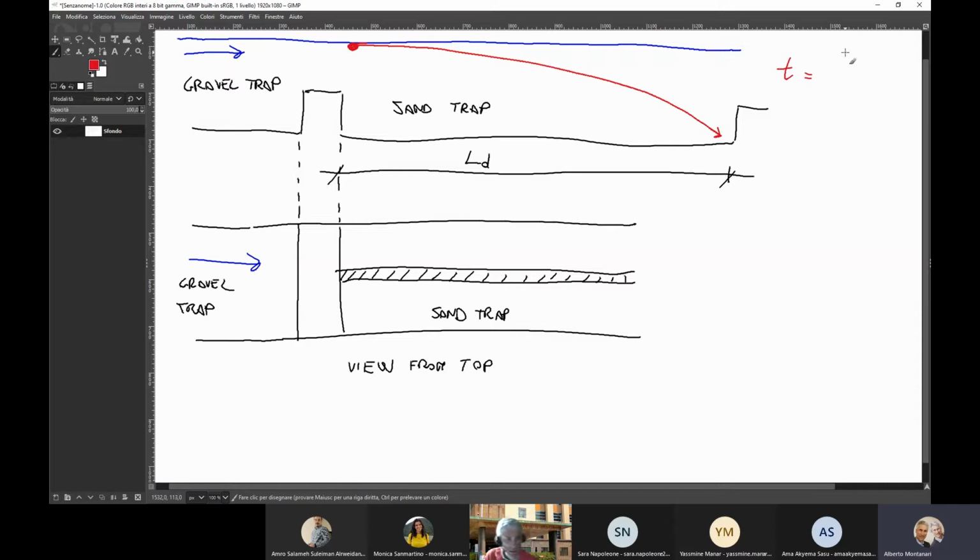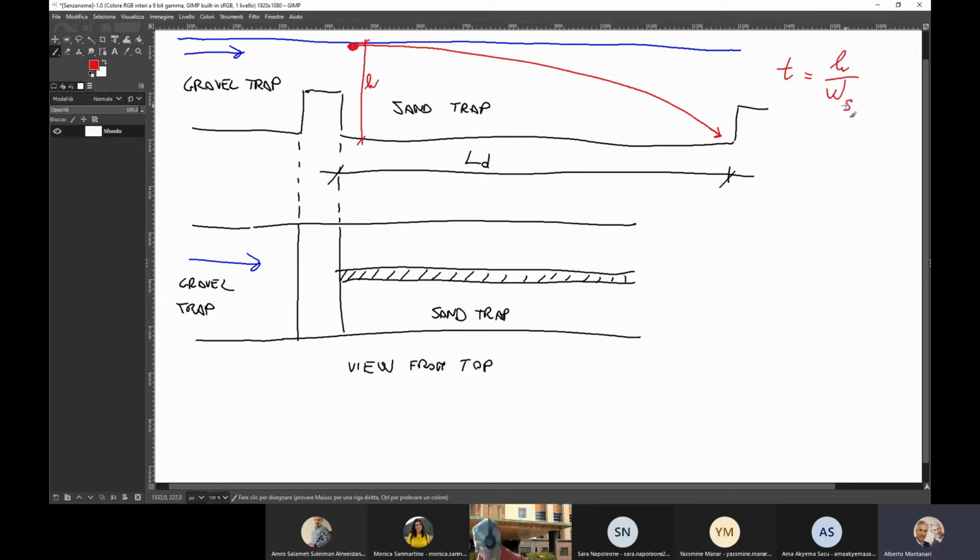The time is given simply by the depth. Let me check which symbol I indicated on the web pages. Yes, H. So the depth is H, and time is equal to H divided by WS.